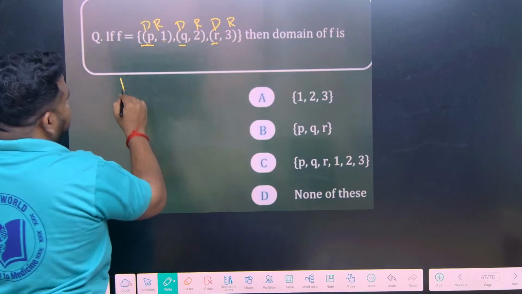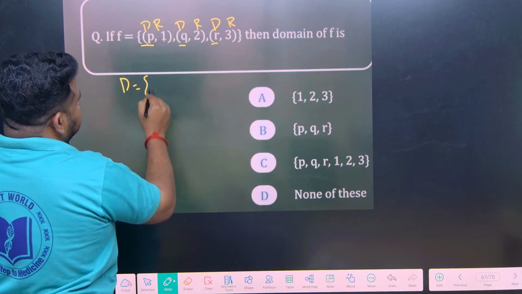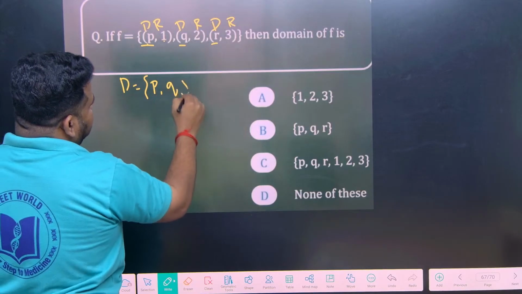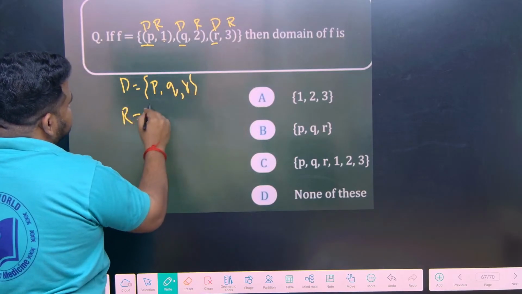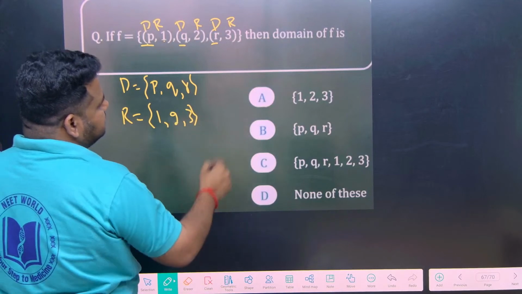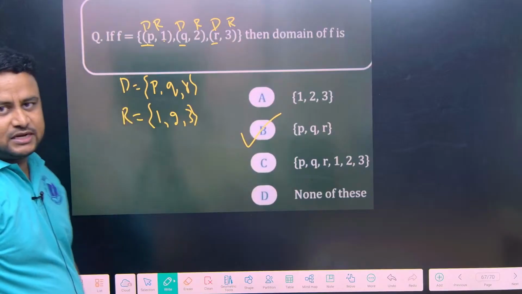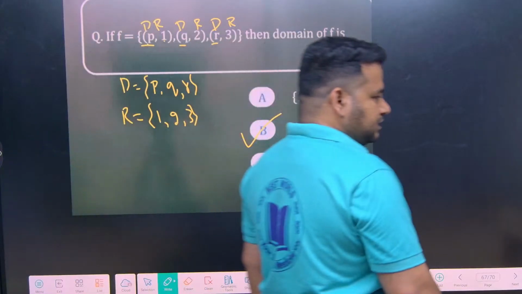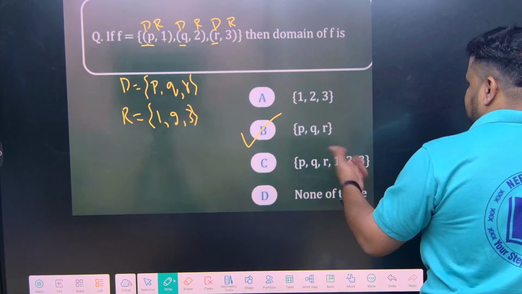If I put it together, the domain is the set {p, q, r}. The range is {1, 2, 3}. So the domain is option B. Domain is option B. Clear, friends? Like this, they will ask a simple question. Okay, domain is option B.